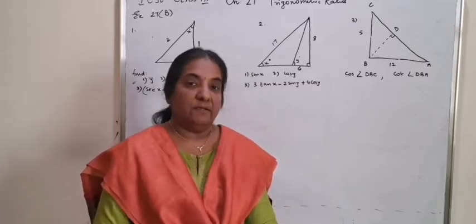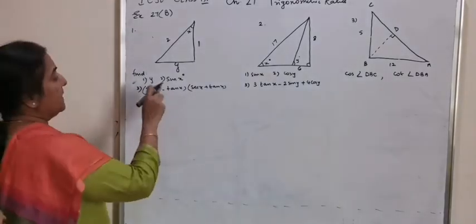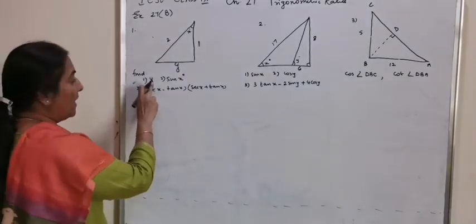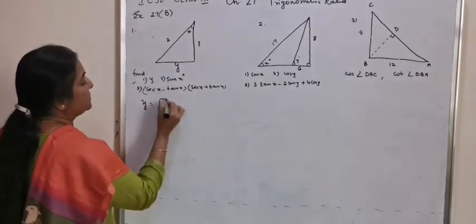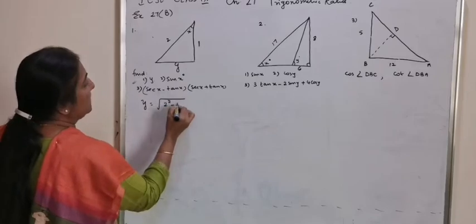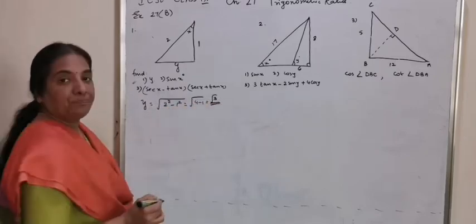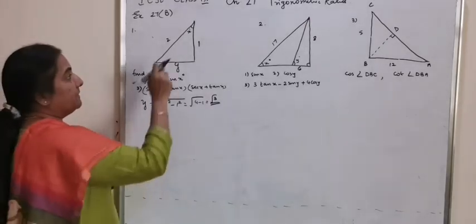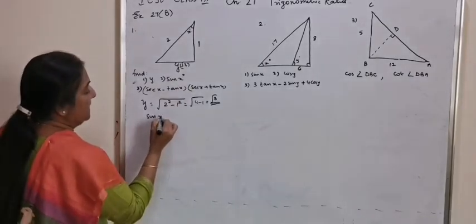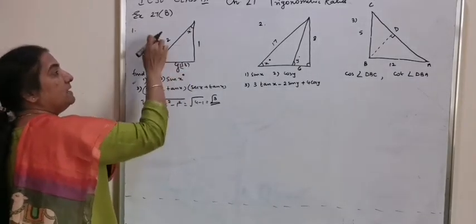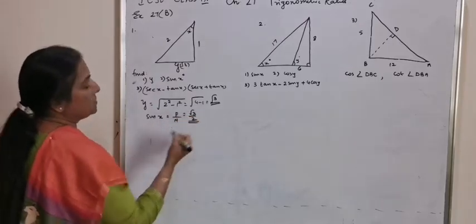The first question is from the following figure. The first part is to find the value of y. Y is a side, so you can find y as the square root of 2 squared minus 1 squared, the square root of 4 minus 1, root 3 is the value of y. Then sin x degree. Sin x is equal to perpendicular by hypotenuse, which is equal to root 3 by 2.